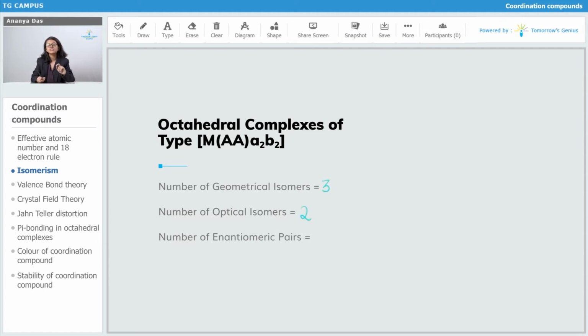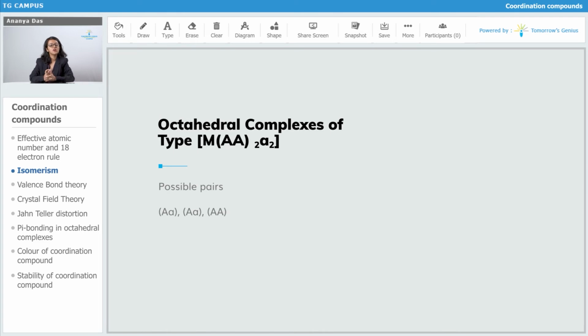Number of enantiomeric pairs is the number of optical isomers divided by 2. So that's 2 divided by 2, which is equal to 1. Again 3, we have 2 and 1. Now the total number of stereoisomers is equal to the number of optical isomers plus the number of optically inactive possible pairs. Optical isomers are 2 and optically inactive pairs were also 2. So that's 2 plus 2, which is 4. So these were the total possible isomerism in the complex of the type M(AA)A2B2, in which AA is a didentate ligand in which both the donor atoms are the same.